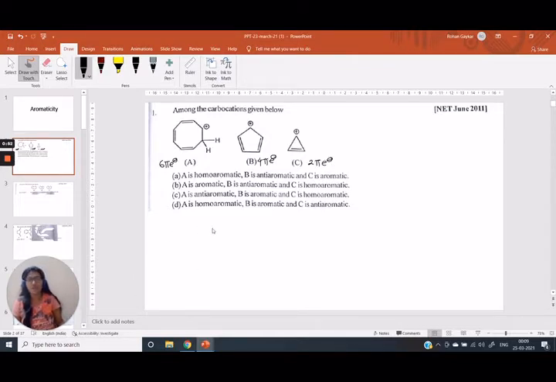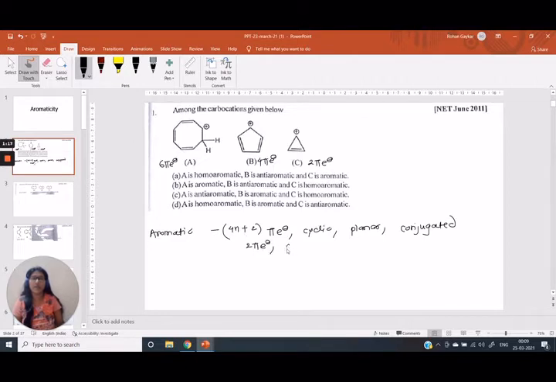And what is the Huckel rule? The Huckel rule says that if a system consists of 4n plus 2 pi electrons, and the system is cyclic, planar, conjugated, then the given compound is aromatic. Here if n is 0, the system consists of 2 pi electrons. If n is 1, 6 pi electrons. If n is 2, 10 pi electrons. If n is equal to 3, then the system consists of 14 pi electrons.